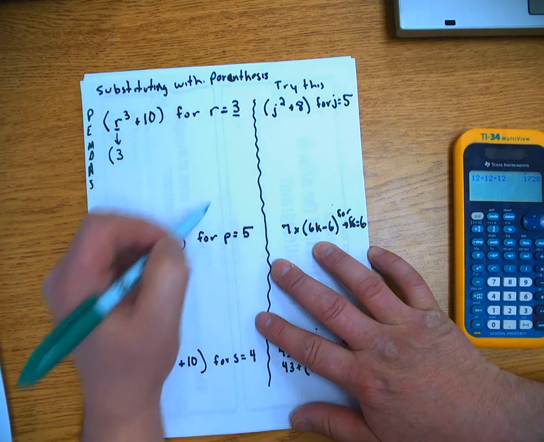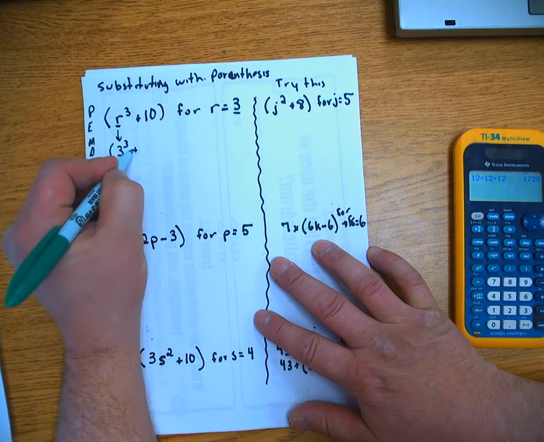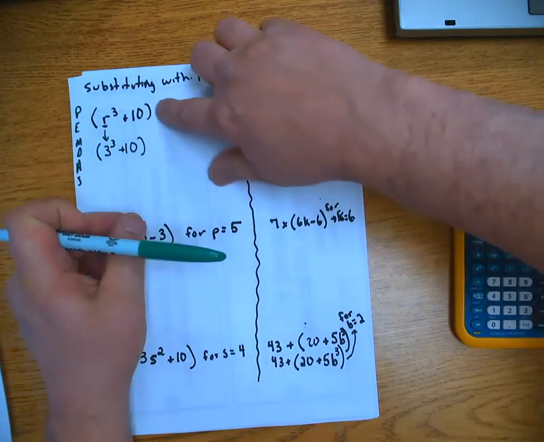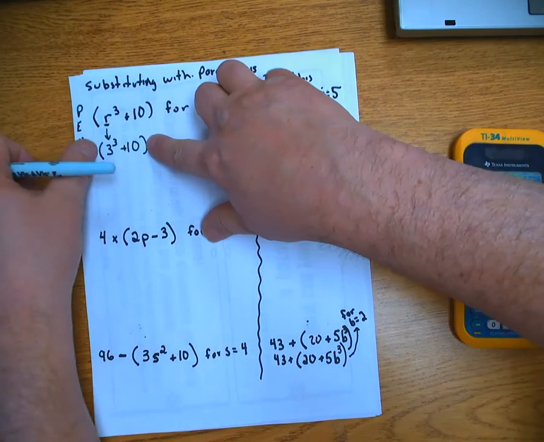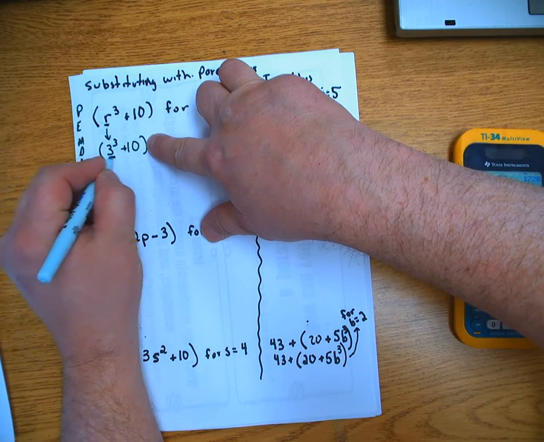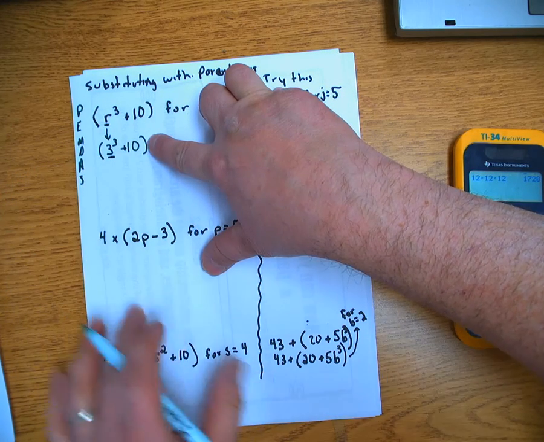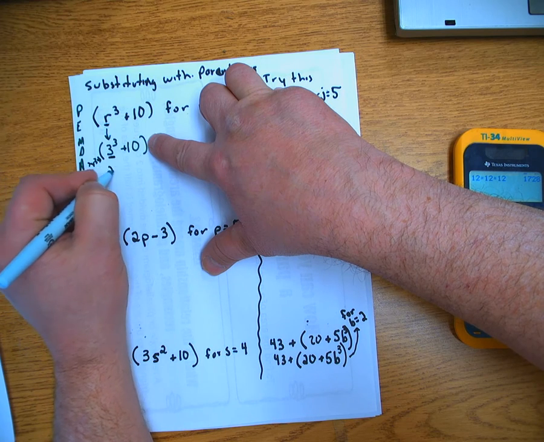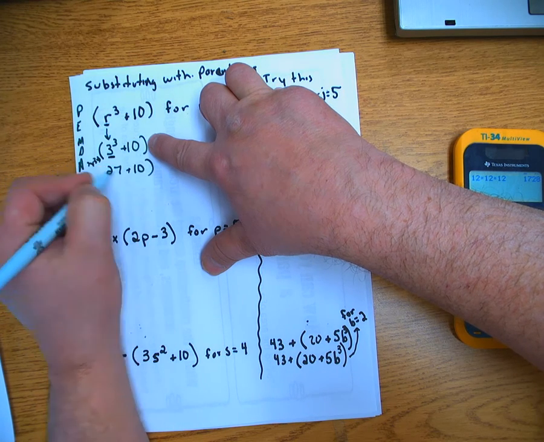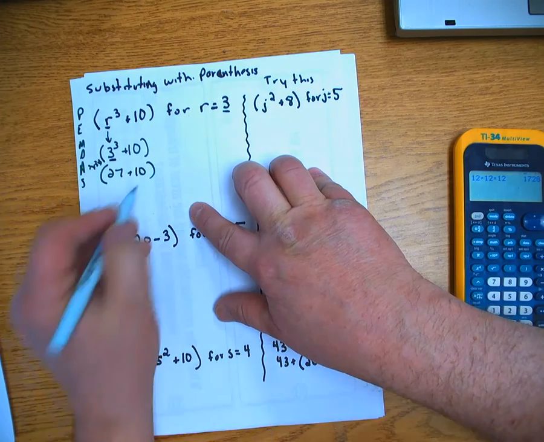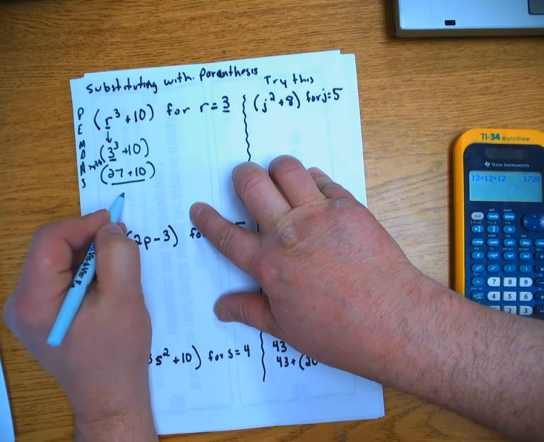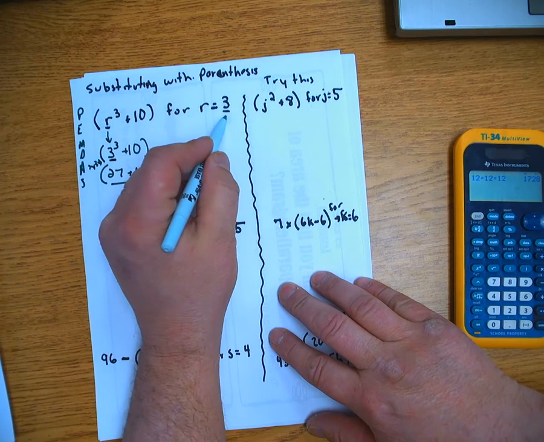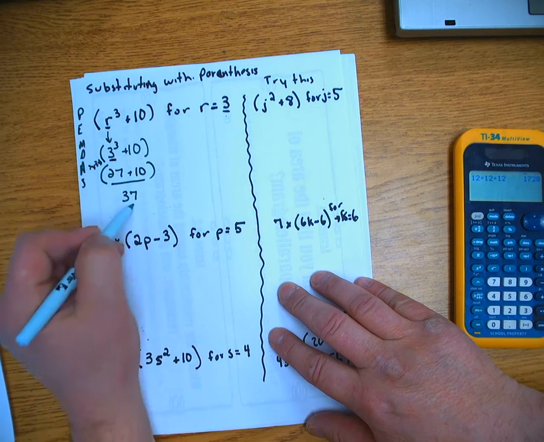That's this: 3 to the third power plus 10. Put my parentheses in. Okay, nothing outside here. So I'm going to complete what's in here according to order of operations. So 3 to the third power means 3 times 3 times 3, which is 27, plus 10. So I'm still completing what's in here, 37. So when R is 3, this value is 37.